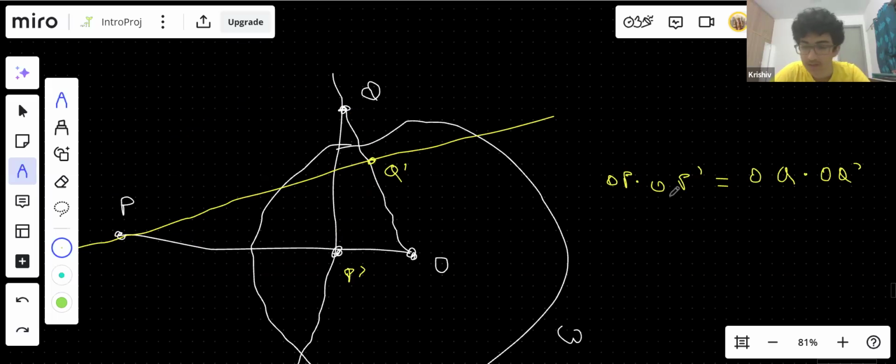Why is there a circle passing through this? Because they are inverses of each other, right? OP times OP dash is equal to OQ times OQ dash. So there's a circle passing through them. Actually, it might be better to phrase it like a little bit of a phantom point argument, although it's fine without as well.